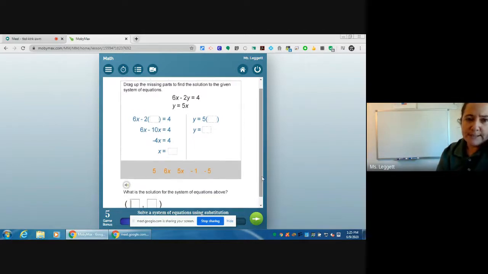Now for this one, it says to drag the missing part to find the solution, which means they want to see if you understand step by step how to solve. So if I have this first equation on this side, and I have this one on this side, well, this one right here, since this used to be a y, I would put the 5x there instead. And it wants me to drag it. I was trying to type it. But that's how we would start.